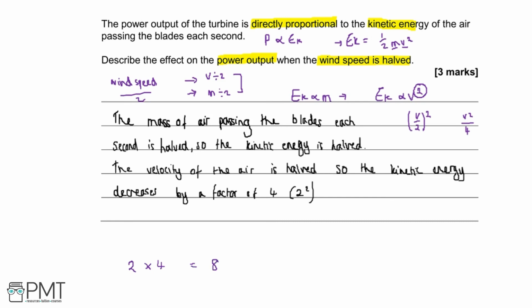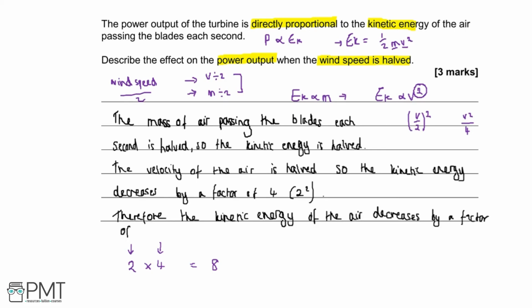Because we have the mass of air that decreases our kinetic energy by a factor of 2, and then we have the velocity of the air changing, which decreases the kinetic energy by a factor of 4, and these 2 changes are multiplied. Finally the kinetic energy is decreased by a factor of 8, and therefore, because the power is proportional to the kinetic energy, the power decreases by a factor of 8.